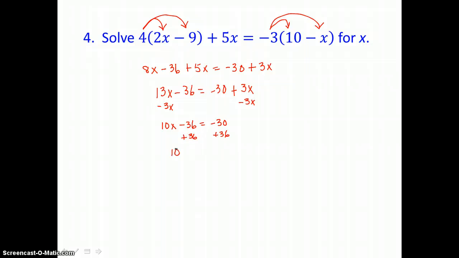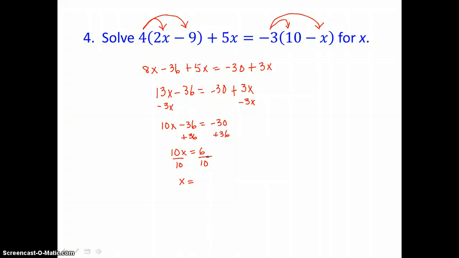We're left with 10x. And on the right, we have more positives than negatives, so negative 30 plus 36 is 6. Undo the multiplication last, so we're going to divide both sides by 10. So 1x is equal to 6/10.